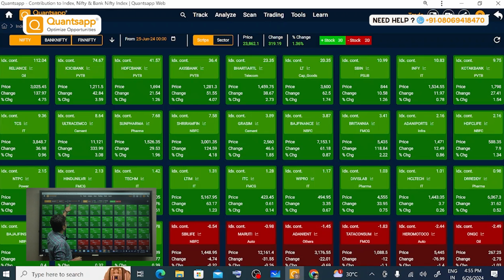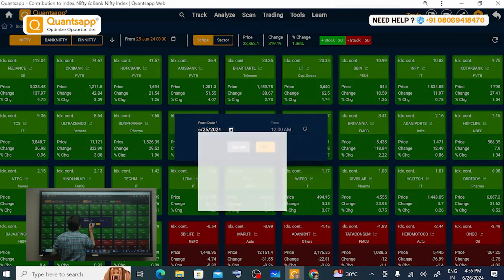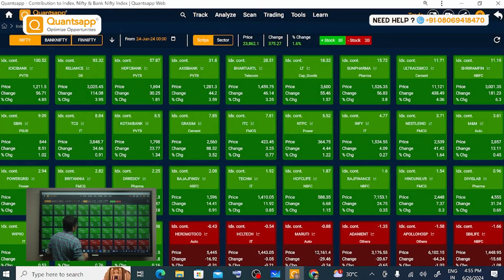I can change the data from the date. I have selected 25th of June. So from 25th of June to 26th, you can see I have got these kinds of stocks which were on the upside and which were on the downside. So this is the data which I am getting. You can see I have changed from 24th. So you can change the date, and you can see the significant changes in the stock movement from the last 3 days. Here you can see the number of stocks, how many are negative and how many are positive.